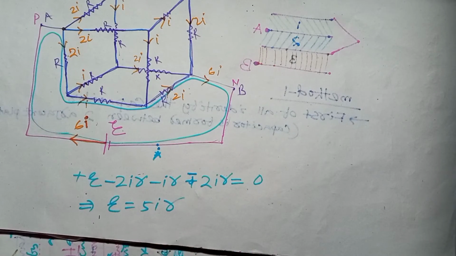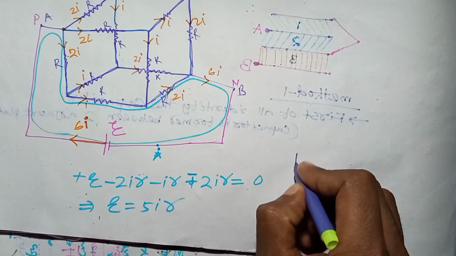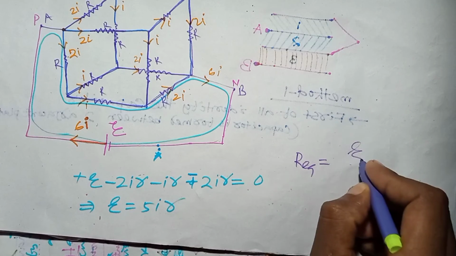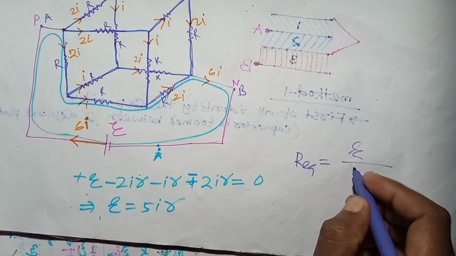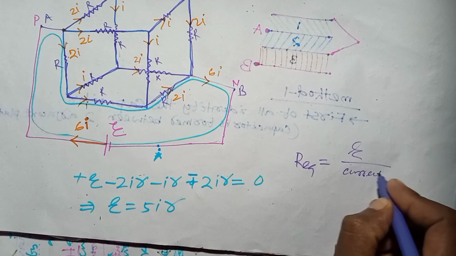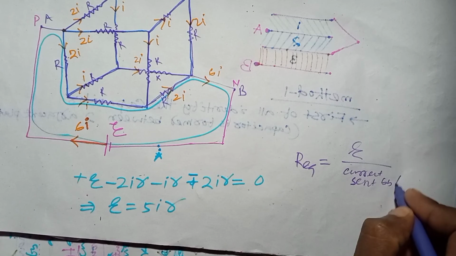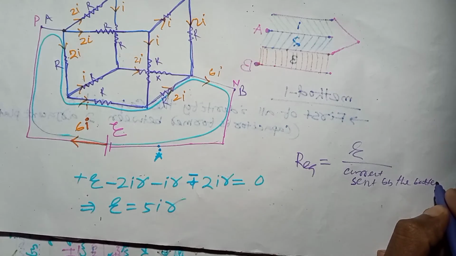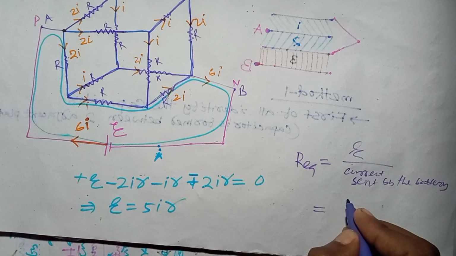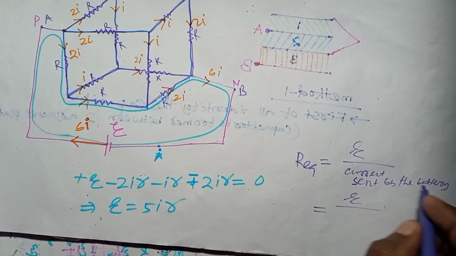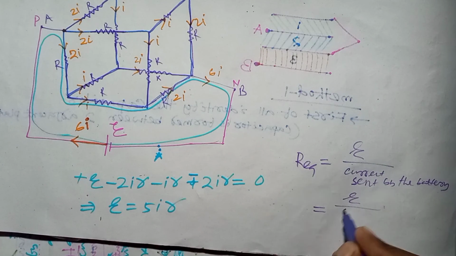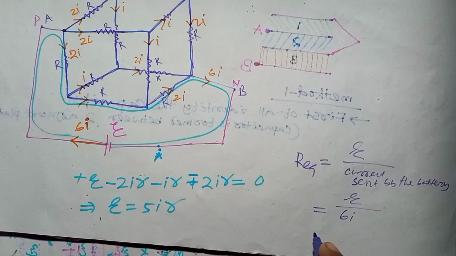Now R equivalent is E upon the current sent by the battery. The current sent by the battery is 6I. So R equivalent will be E upon 6I. What is E? E is nothing but 5IR. So it will be 5IR by 6I, which is 5R by 6.